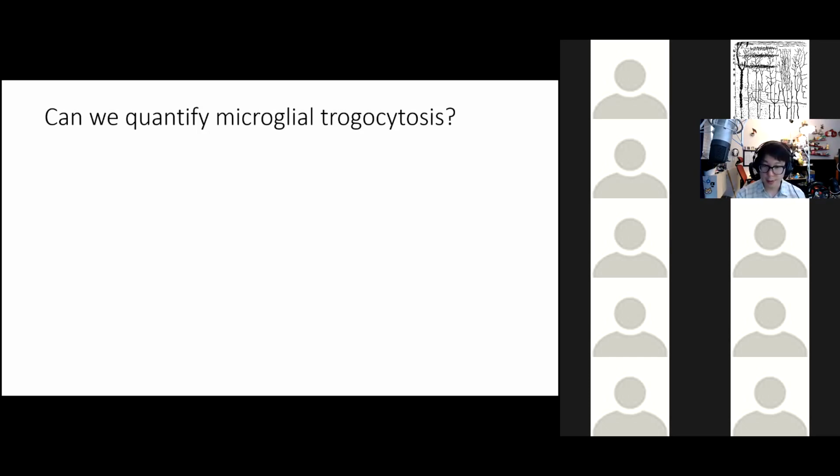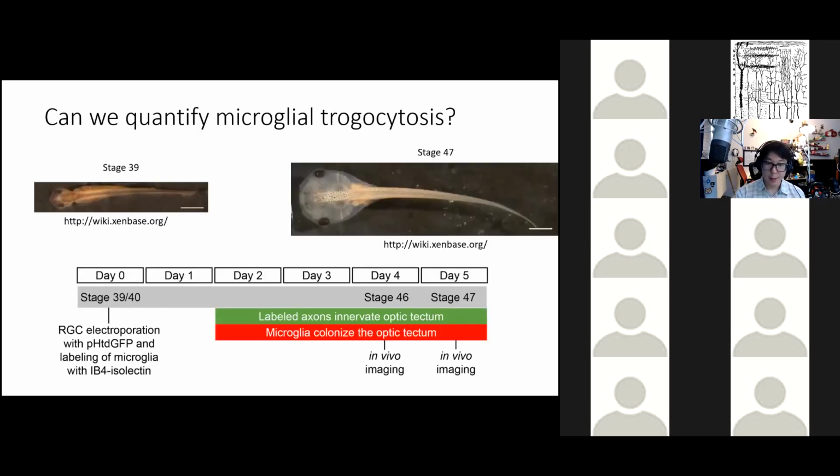So using this principle, we developed an assay to measure microglial trogocytosis of axons. In this assay, retinal ganglion cells were electroporated with pH-stable GFP, and also microglia were labeled with IB4 isolectin at developmental stage 39 or 40. And then 2 days after electroporation, the labeled axons begin expressing pH-stable GFP and begin to innervate the optic tectum. And at the same time, the microglia are arriving to colonize the optic tectum. And we then do in vivo imaging at day 4 and day 5, where we count the number of microglial cells, and we count the number of pH-stable GFP labeled axons within the optic tectum, and also measure the green fluorescence within the microglia within the optic tectum.